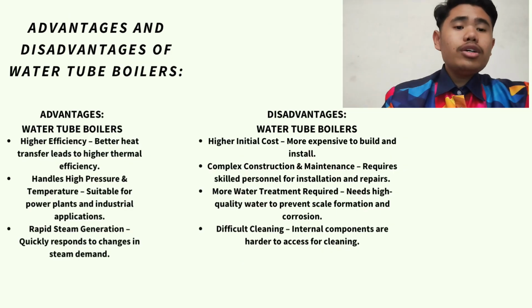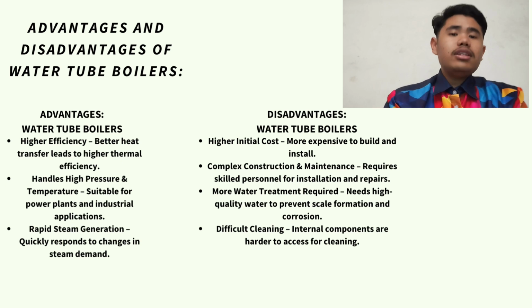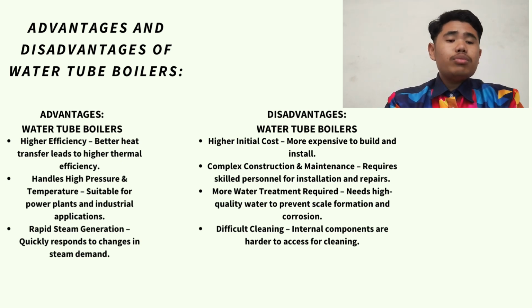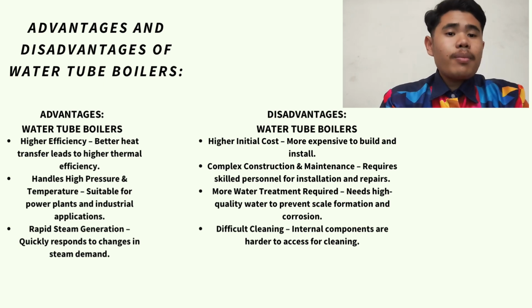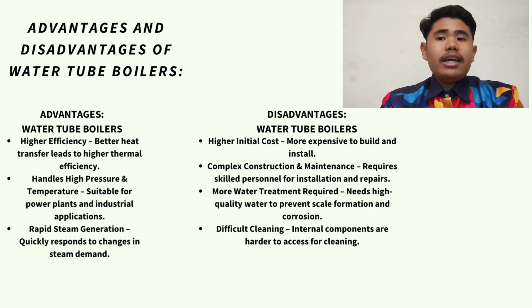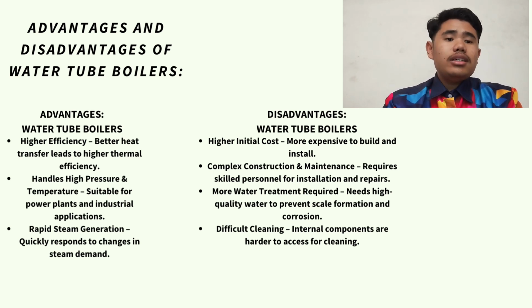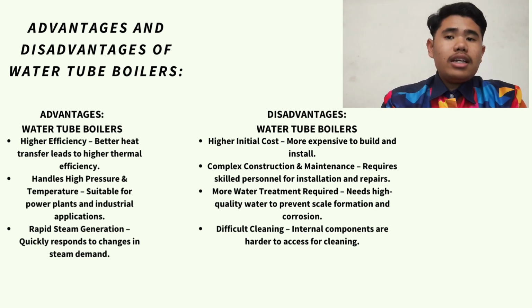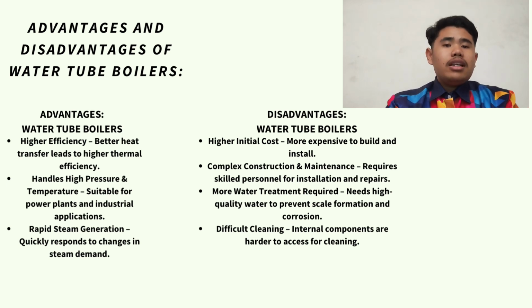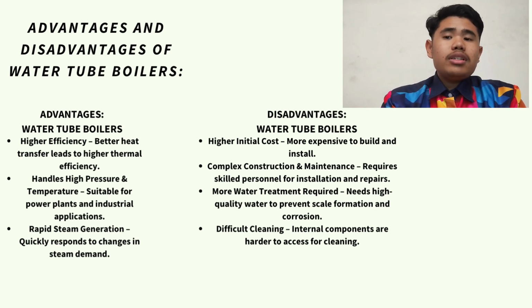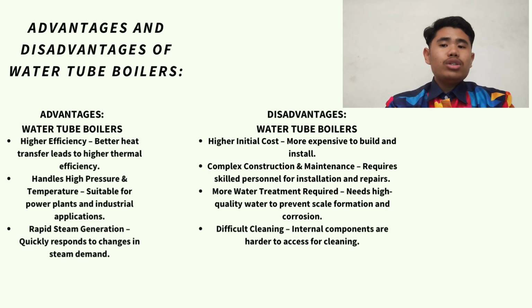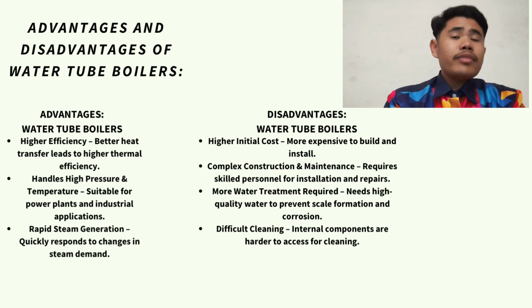And now I want to tell you about the advantages and disadvantages of water tube boilers. The advantage for water tube boilers is high efficiency. Better heat transfer leads to higher thermal efficiency. Then, they handle high pressure and temperature, suitable for power plants and industrial applications. And rapid steam generation, quickly responding to changes in steam demand.